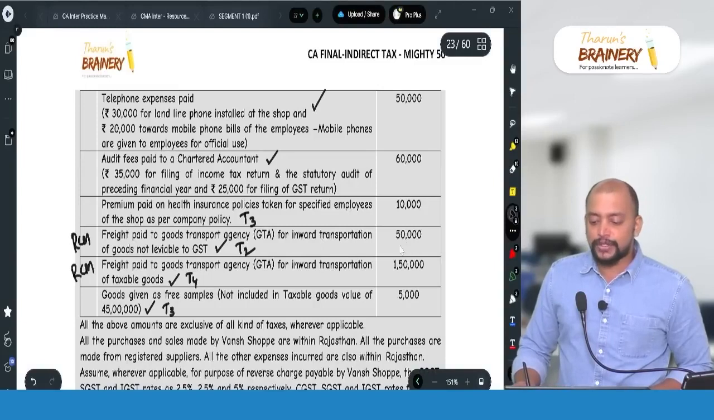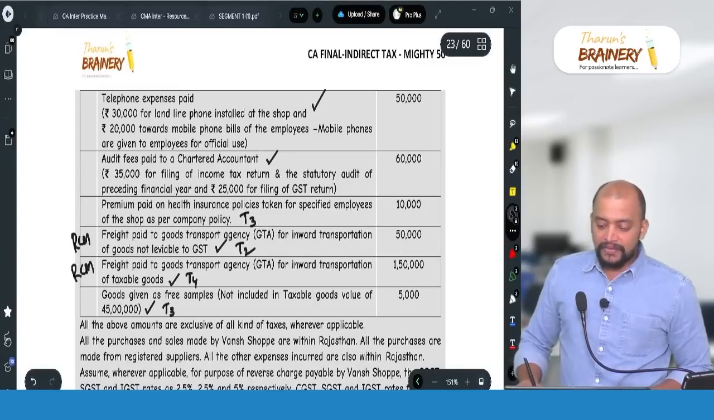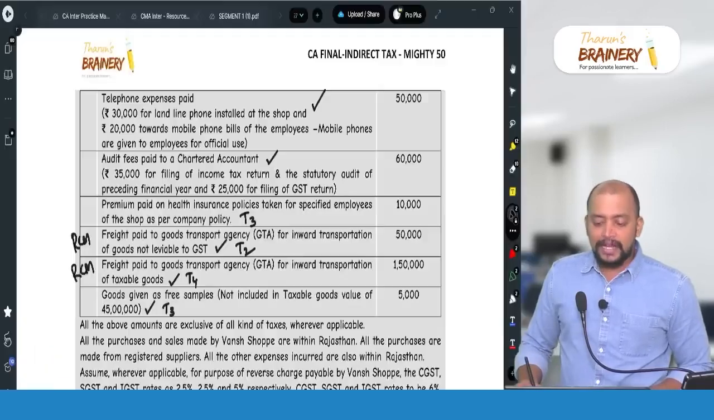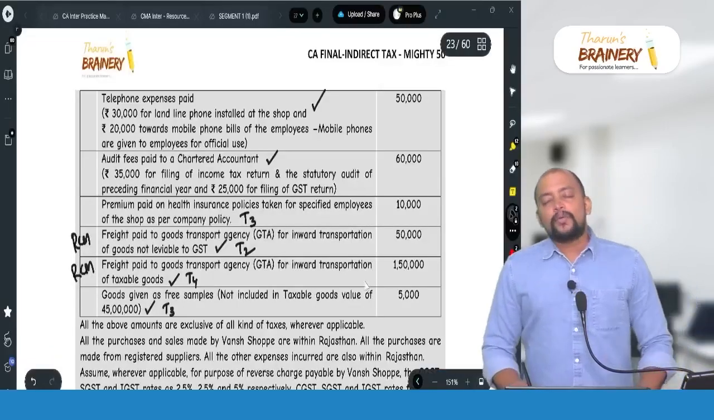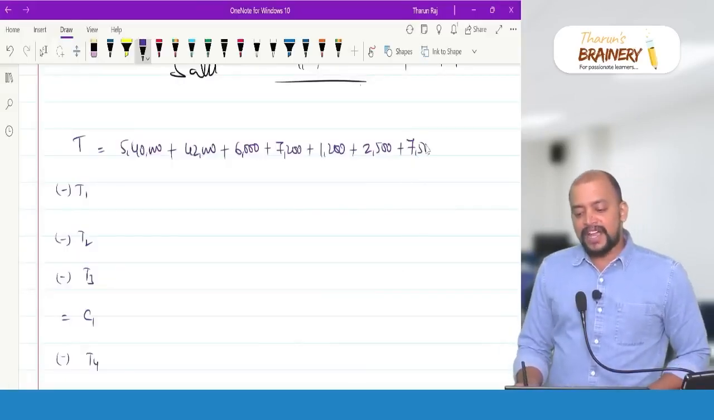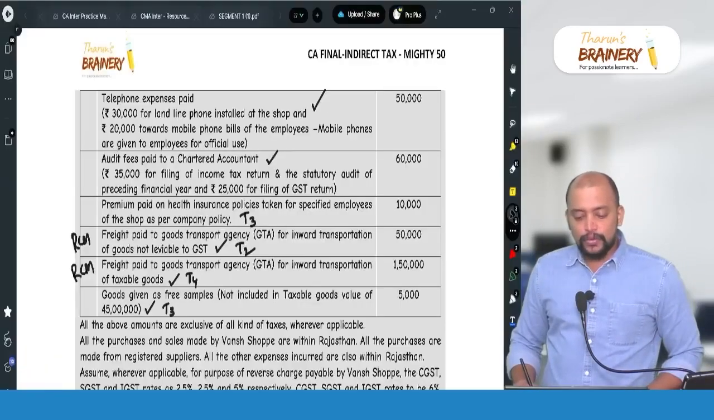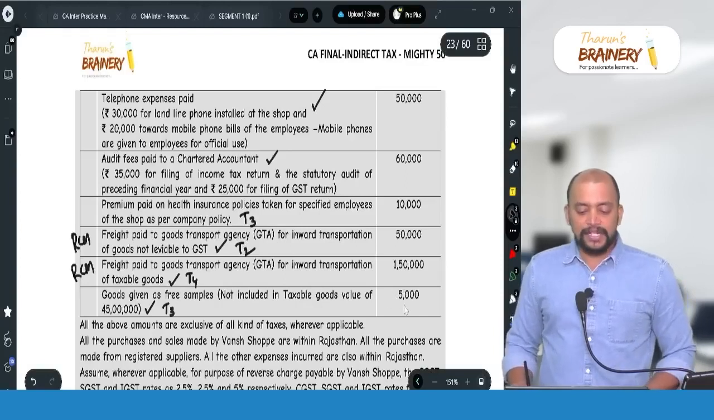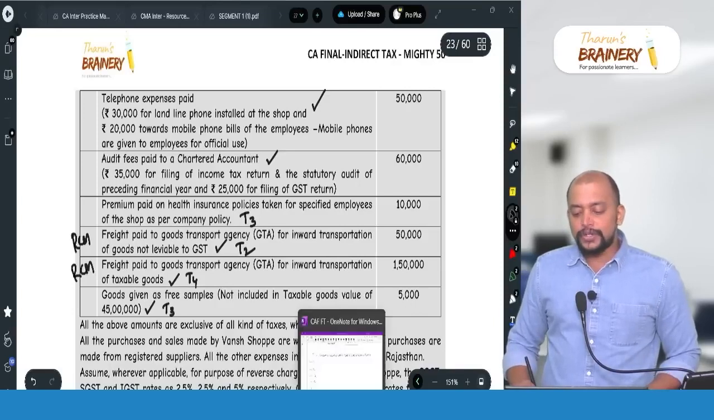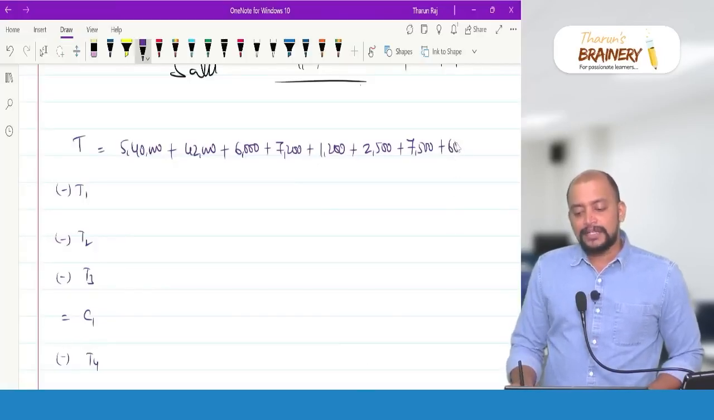So 50,000 into 5%, 2,500. And then the next number 1,50,000. 1,50,000 into 5%, 7,500. Then the last one, goods purchased and given as samples, 5,000. So 5,000 into 12%, 600.